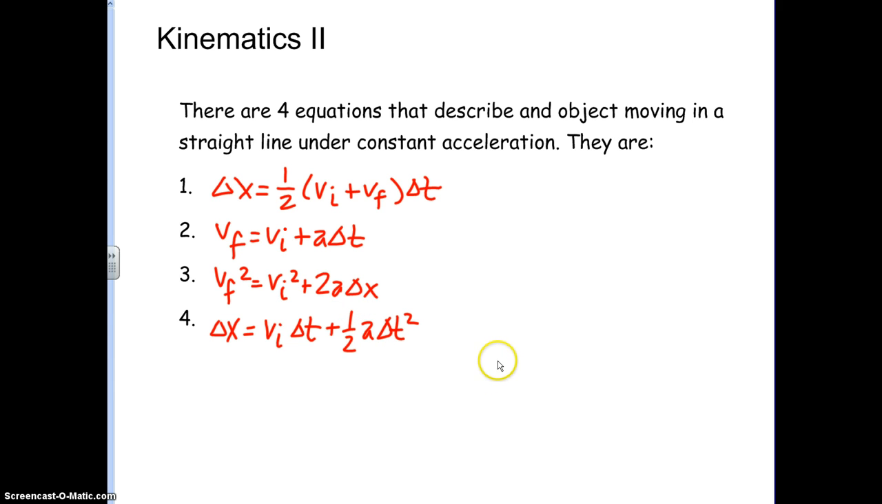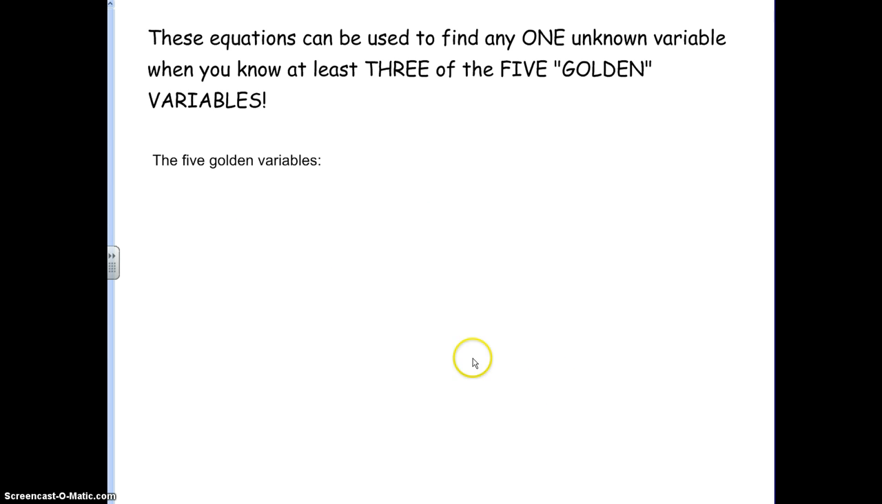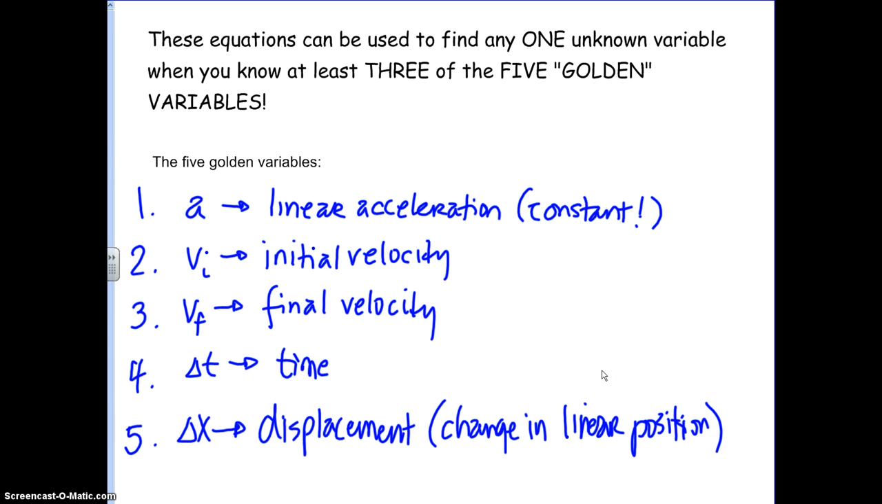All right, so what are these equations for? Well, each of these equations contains what are called the 5 golden variables. And the 5 golden variables are acceleration, which is linear and constant, because we already said you can't even use these unless we know that the object is moving in a straight line with a constant acceleration.